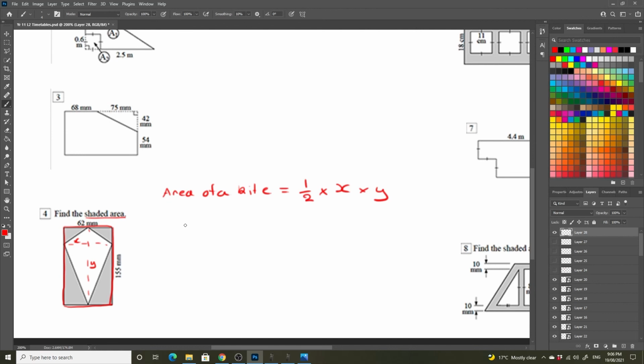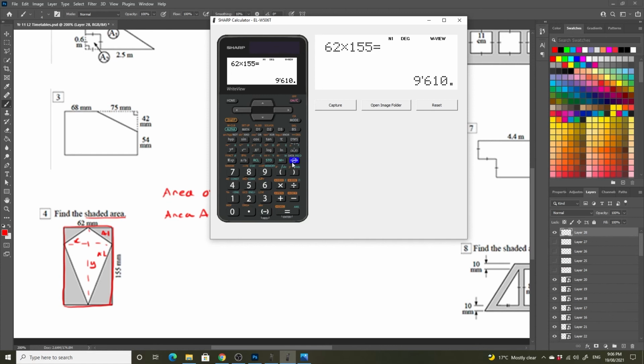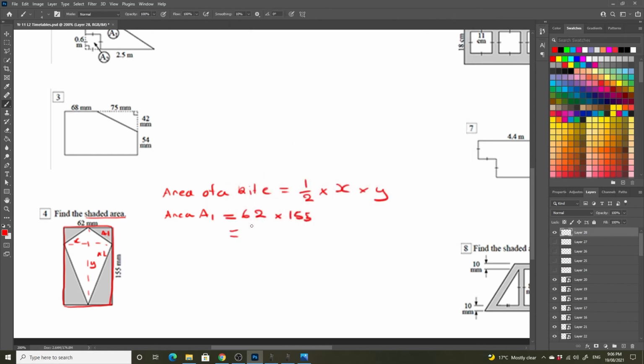We'll call our rectangle A1, and we'll call the kite A2. So the area of A1 is going to be equal to 62 times 155, which is 9,610 millimeters squared.